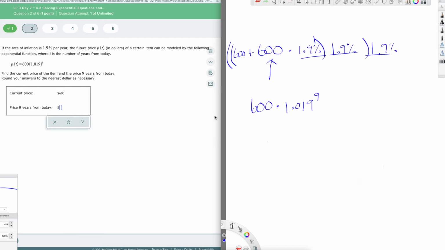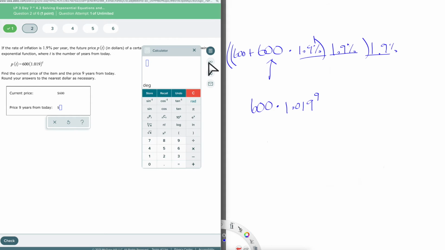So let's go ahead and use our calculator. We have 600 times 1.019, and that's going to be raised to the 9th power because there's 9 years' worth of this percentage happening. So let's go equals, and it says round to the nearest dollar if necessary. So here's the nearest dollar, and these are all the pennies. That 710 is the nearest dollar, but 7 is bigger than 5, so it's going to round up to 711.